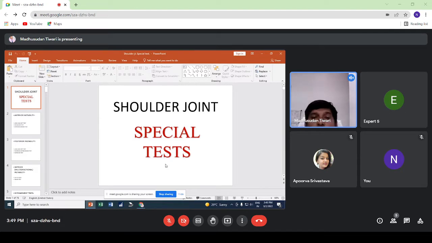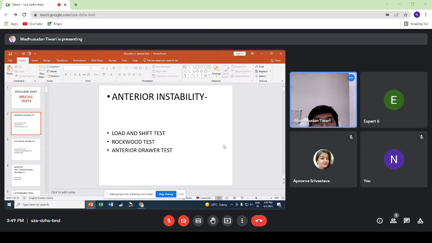Today we will discuss the shoulder joint special tests because it is a part of the syllabus. We have to go through the assessment and evaluation of all orthopedic conditions. Basically, we will cover joint by joint. We'll start from the upper limb, then the lower limb, then the spine. Firstly, shoulder joint special tests.